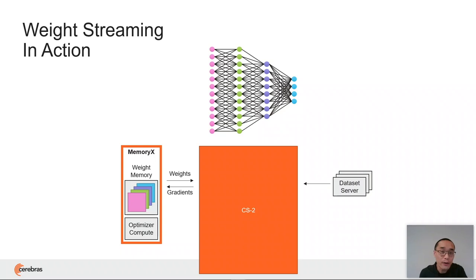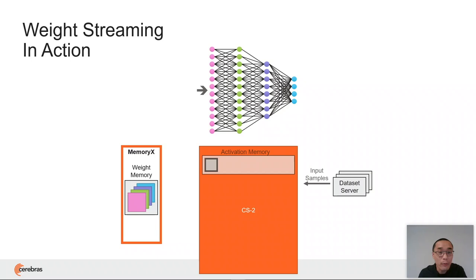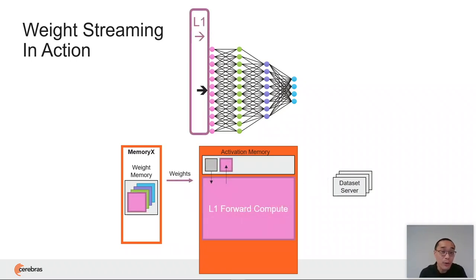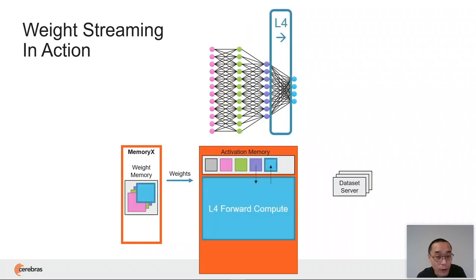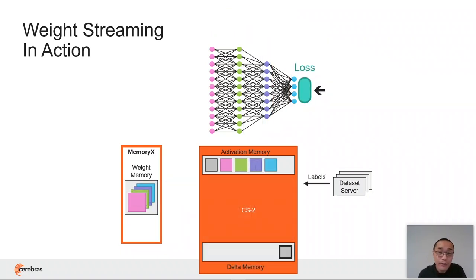Here's a simple four-layer neural network. We start by bringing in the samples from a training data set and we store them on the wafer. Then we execute layer one by streaming in the weights. As those weights hit the wafer, activations are being computed and they're being kept on the wafer ready to be used by the next layer. To execute layer two, we do the same, and this proceeds until the end of the network through layer three and layer four. And finally, at the end of the forward pass, we bring in the labels from the training data set and we compute the loss.